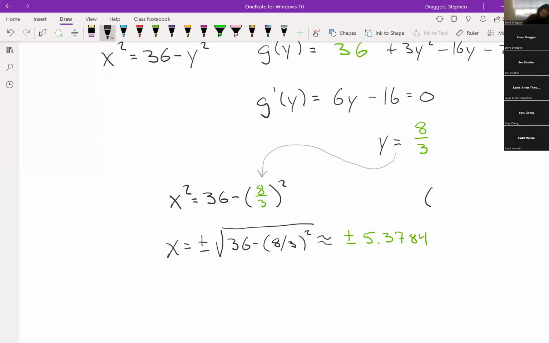Meaning the two critical points I find on my boundary are plus or minus 5.3784 and 8/3. So I found two critical points on the boundary, and they are symmetric. They both occur at the same y value, but one of those is at a positive x value, and one is at a negative x value. So one on the left, one on the right.